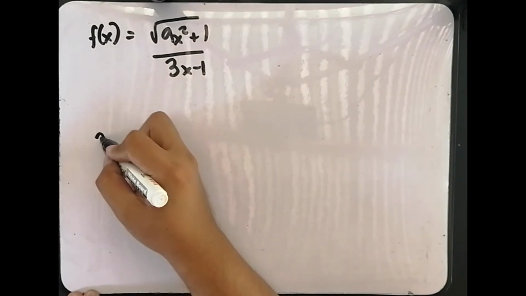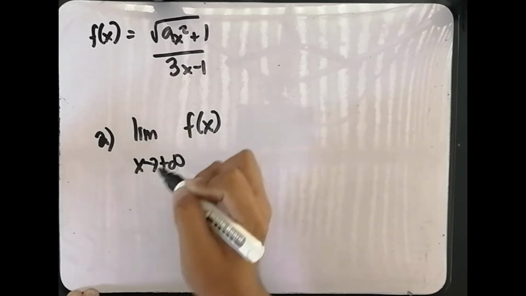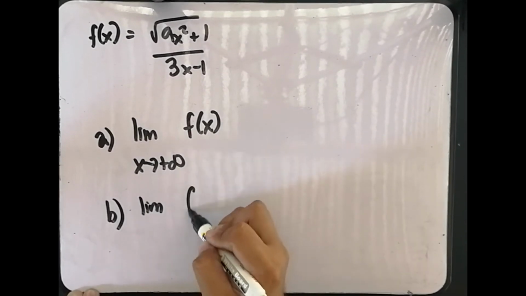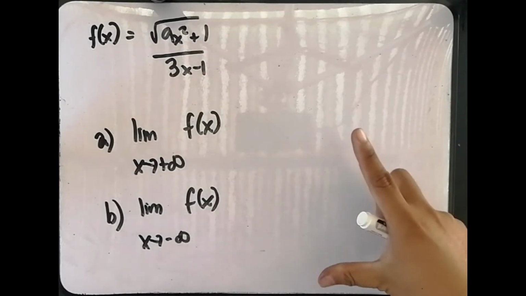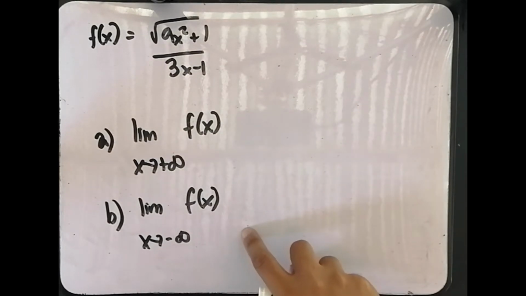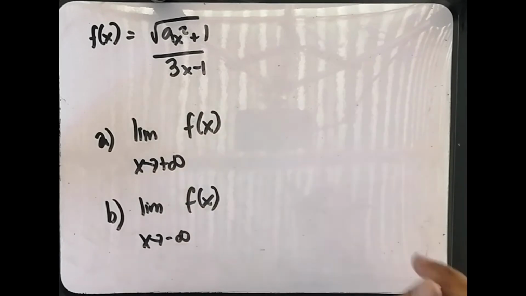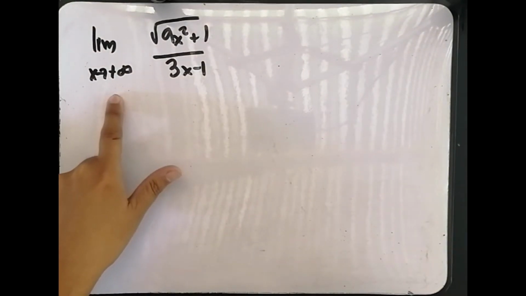Okay? So, first, let's check the limit of f of x as x approaches positive infinity. Then, we also check the limit of f of x as x approaches negative infinity. We should get an L, which means we get a number as the answer, for both. And whatever that number L is, that is the horizontal asymptote of our f of x. So let's first determine if it has a horizontal asymptote in the first part, as x approaches positive infinity. Okay? So what shall we do?